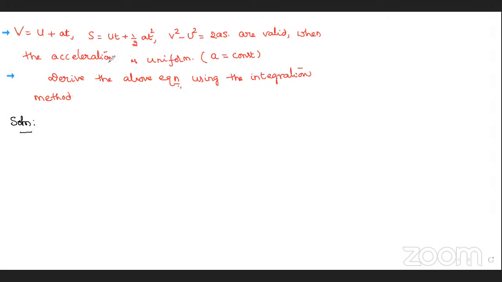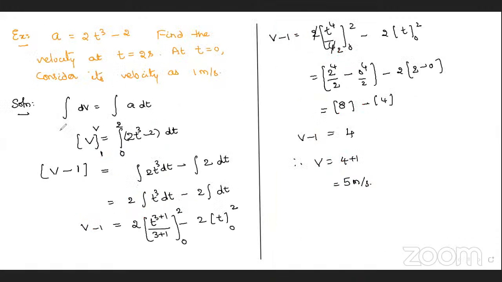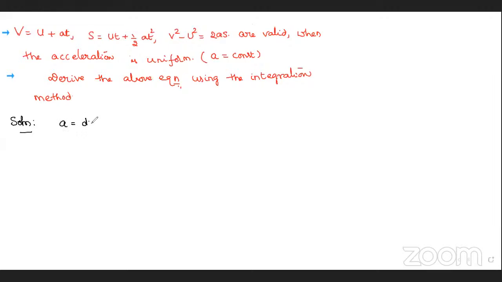Here acceleration is a constant, that is, a function of time. So better I take what I used in the previous problem: integral dv = integral a dt. Using the formula a = dv/dt as a function of time, I take the cross multiplication as usual: a dt = dv, and then the next step is integrating on both sides.